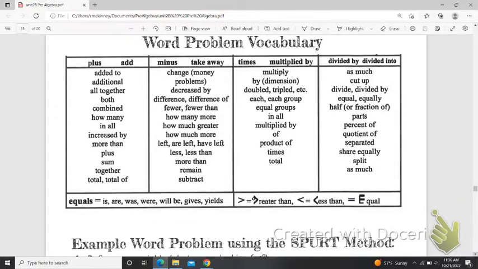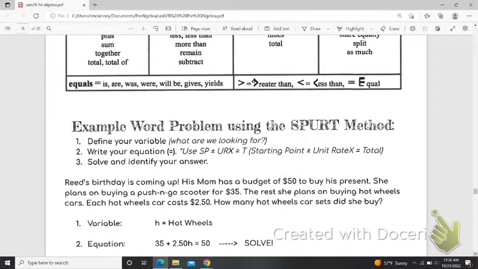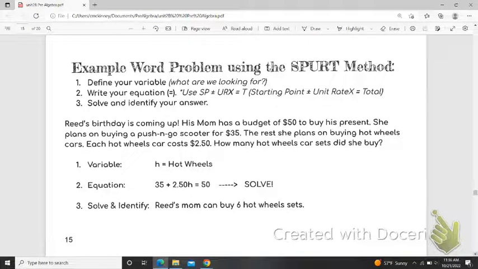To let you know a little more about what's going on, I'm going to show you using what is referred to here as a SPURT method. We're going to be thinking of what's our starting point, and then plus or minus our unit rate times our x, or whatever we let our variable be, and then that equals the total. There are other ways, but that's what we're going to do.